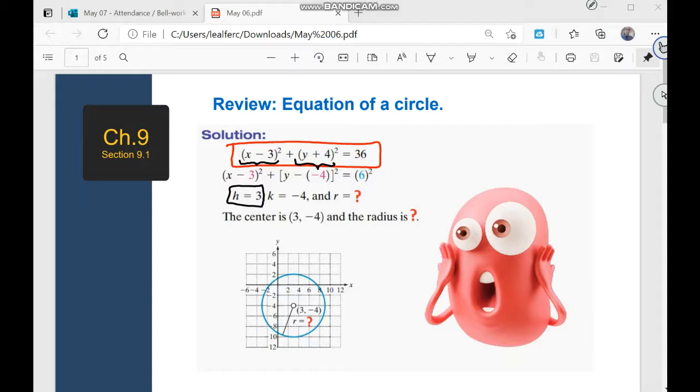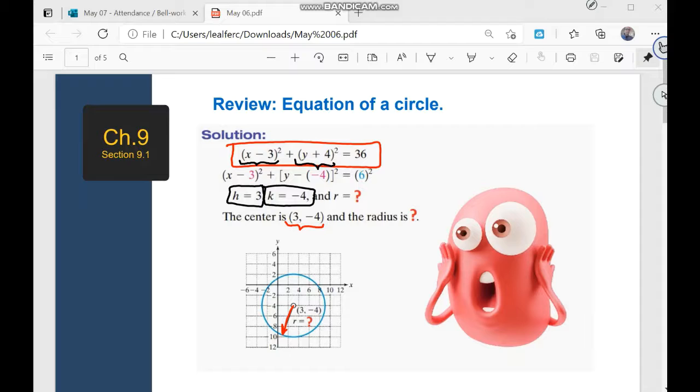Find the value of y that makes this second term equal 0. So y plus 4 equals 0. The value of y equals -4. So the y coordinate of the center is -4. The center is x equals 3, y equals -4, right? Now, what about the radius? We need to find the radius of the circle.